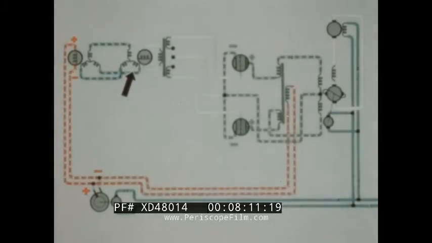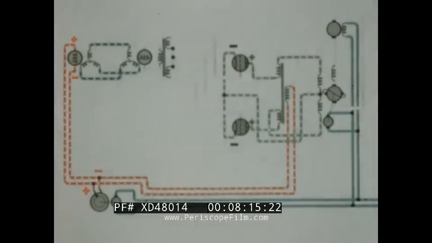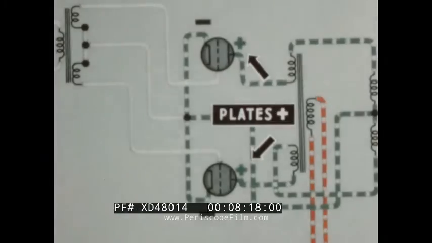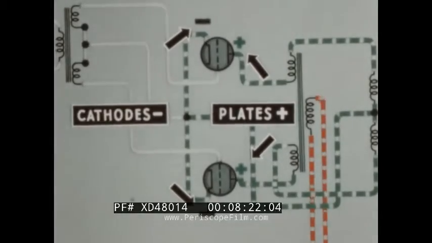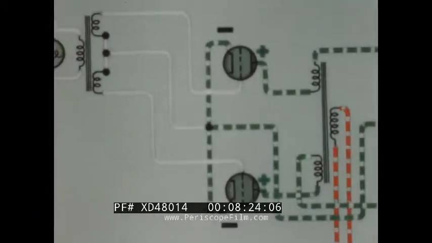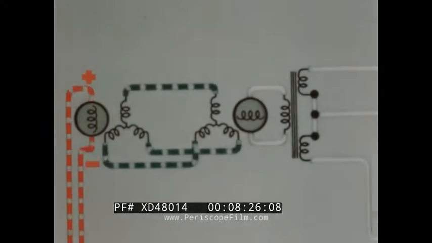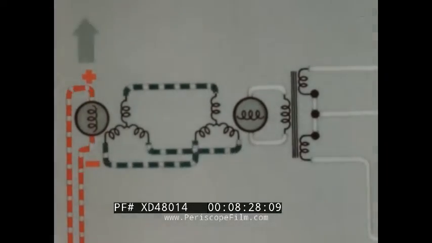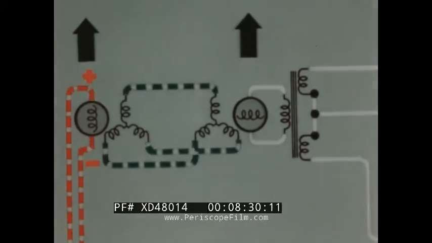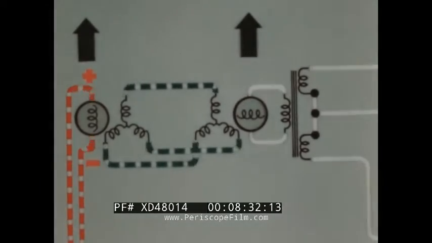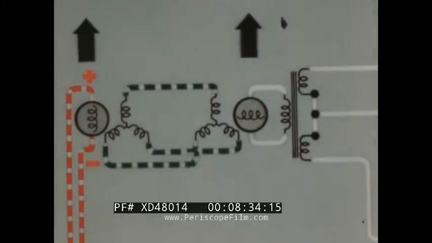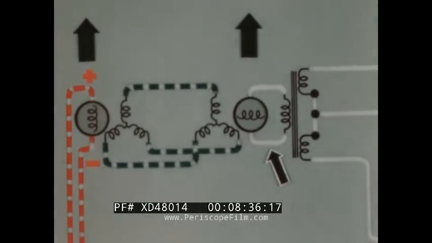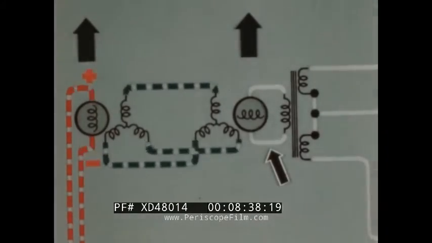Now, in order to trace the action of the circuit, let's stop the alternation with the plates of the tubes positive and the cathodes negative. Starting at the Selsyn transmitter, we see that with the sight and guns in alignment, no signal goes out from the Selsyn receiver on the turret.